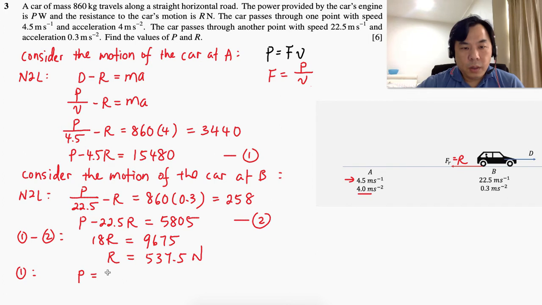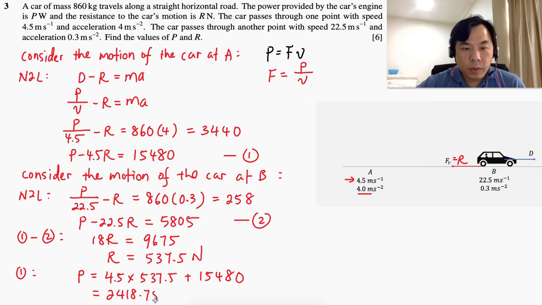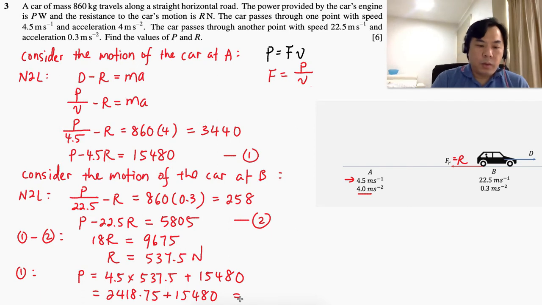So from here, there will be 4.5R. So that's my R here. And then add up with 15480 there. All right. Now let me see what do I have here. 4.5. Okay. And then finally, here I will get 2418.75, add up with 15480. Therefore, I should be able to obtain the final value for the power.